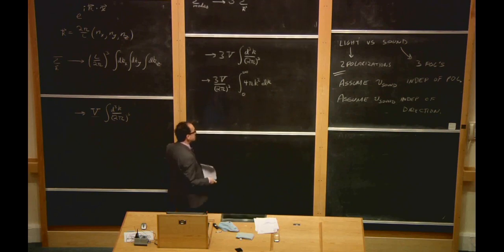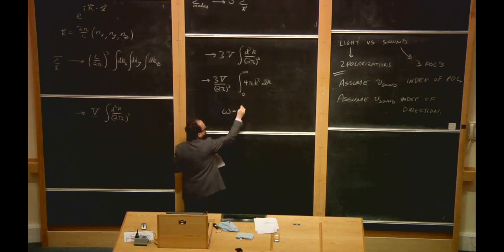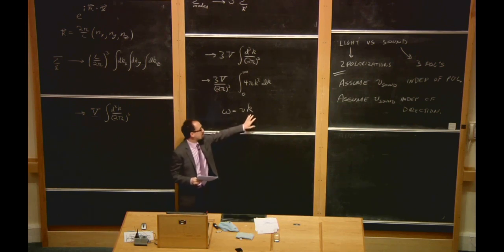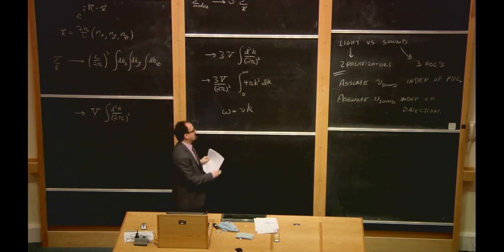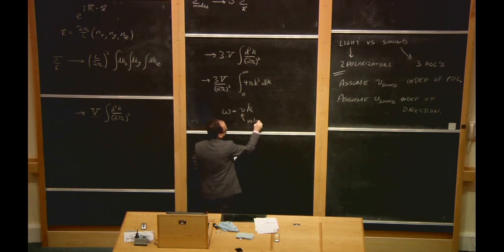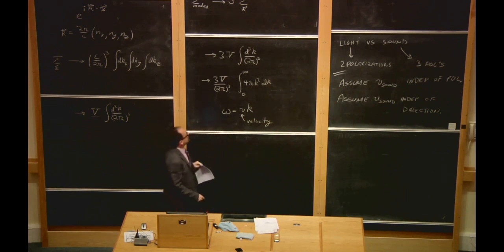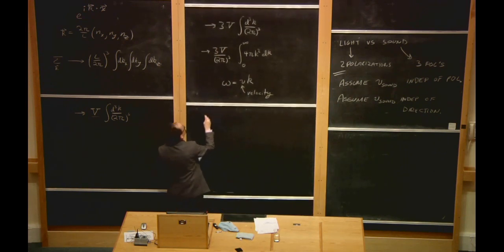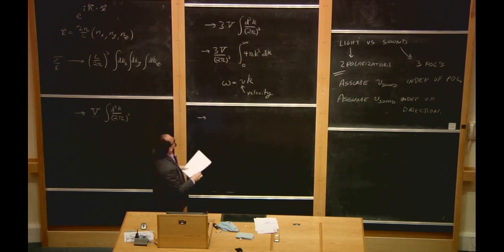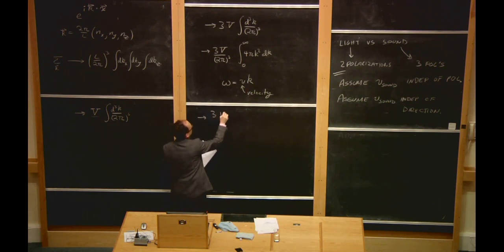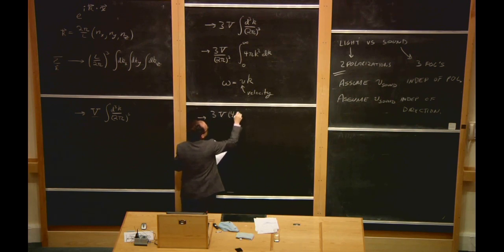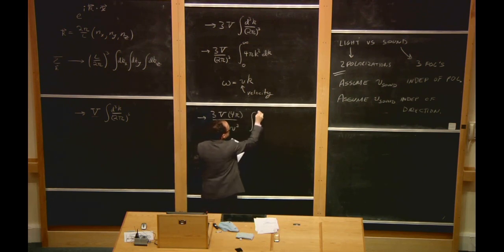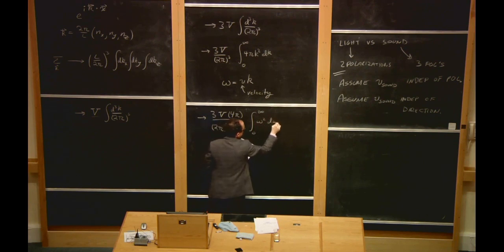Finally, since we're thinking about sound, you probably learned in your fluids course last year, or last term, that frequency is proportional to the wave vector, and the proportionality constant is the velocity of the sound. So let's change that integral into an integral over frequency instead of an integral over wave vector. Let's pull out some factors here. Let's pull out a 4 pi upstairs. We have a 2 pi cubed downstairs. We have a velocity cubed downstairs. And then we have an integral 0 to infinity of omega squared d omega.